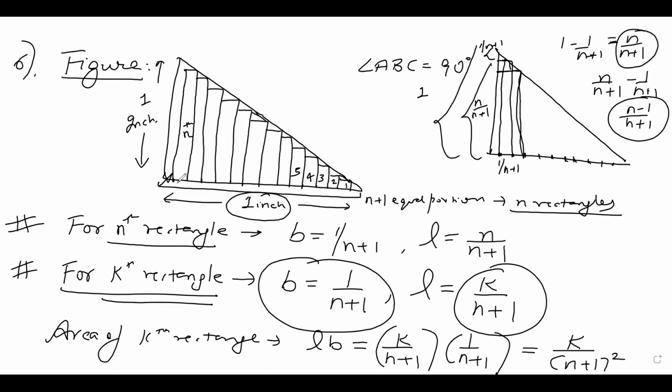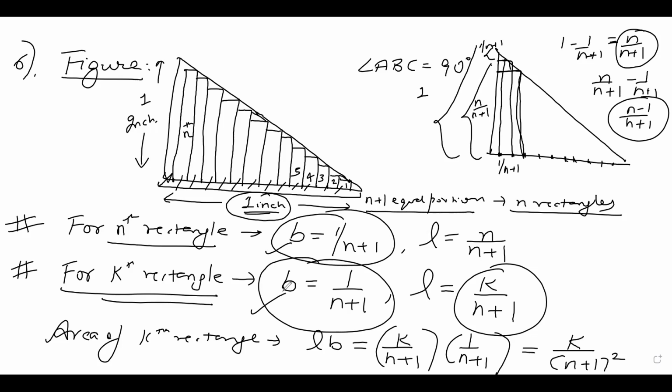And you can clearly see the length of this rectangle is how much? The breadth is how much? Let me correct myself. The breadth is 1 upon n plus 1. All these rectangles are going to have the breadth equal to 1 upon n plus 1 because this 1 inch, which was the whole horizontal part, was divided into n plus 1 equal portions.